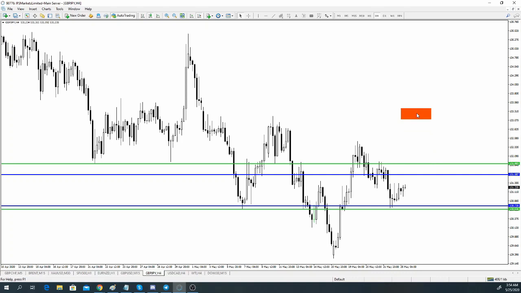So when you are looking for entries and exits, always use multi-time frame analysis, right? And if you find confluence in levels on your lower time frame with higher time frames, then you know you have struck gold because those levels are strong.